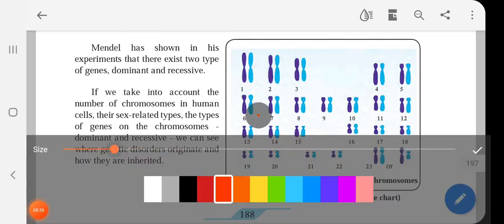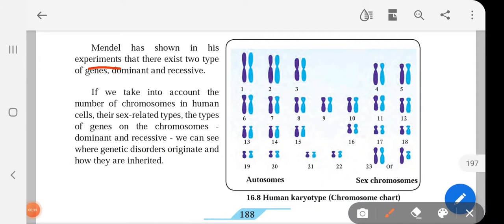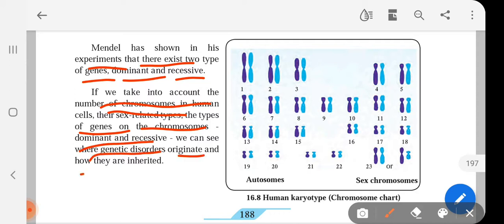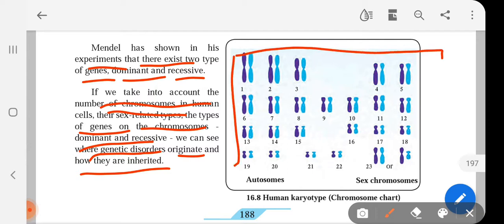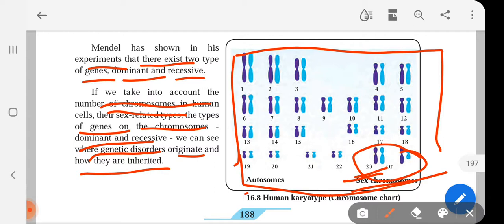Mendel showed in his experiments that there exist 2 types of genes, dominant and recessive. So if we take into account the number of chromosomes in human cells, the sex-related types, and the types of genes on the chromosomes, dominant and recessive, we can see where genetic disorders originate and how they are inherited. So this is called the karyotype or the chromosome chart of humans. Here you can see there are a total of 23 pairs of chromosomes, and the last 23rd pair decides our gender. All the others are called autosomes, which decide our physical characteristics.